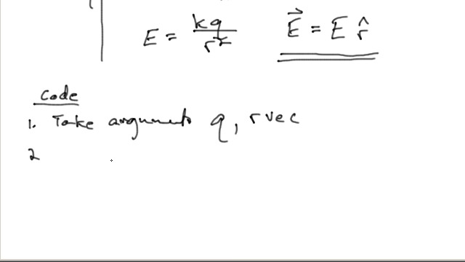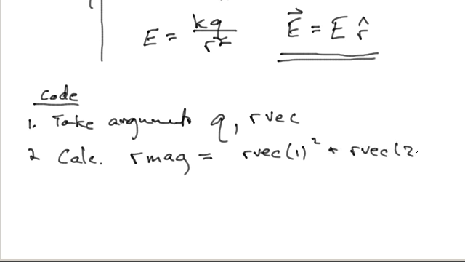Then calculate mag, which is going to be equal to the magnitude of rvec. So I can think of that as rvec of 1 squared plus rvec of 2 squared, square root. Might be able to calculate it another way. I'm going to try that once we actually do it, but this works.